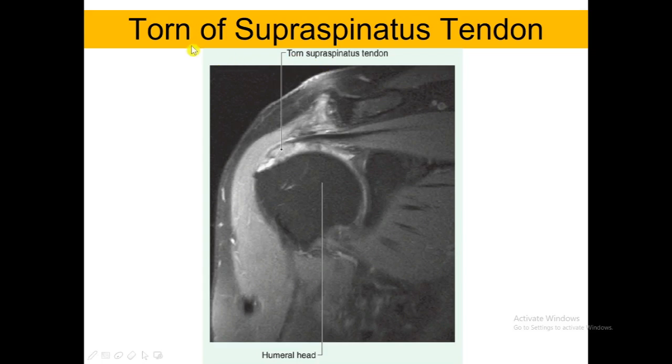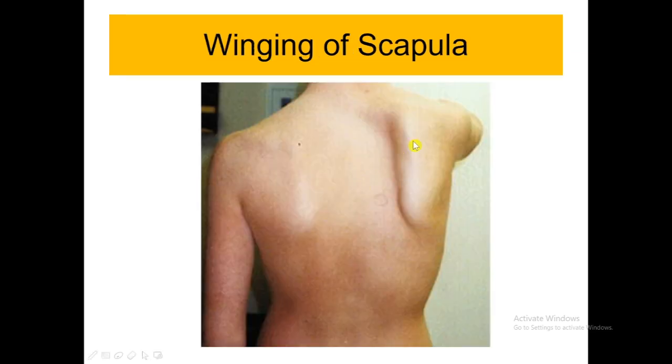The next clinical is a torn supraspinatus tendon. In this radiograph we can see the head of the humerus here, and above that portion we see the torn portion of the supraspinatus tendon at this place. Next clinical we have is the winging of scapula, which is very famous. It happens due to damage of the long thoracic nerve, which innervates the serratus anterior muscle, which is attached here on the medial border of the scapula. In this condition you can see that the medial end is very prominent.